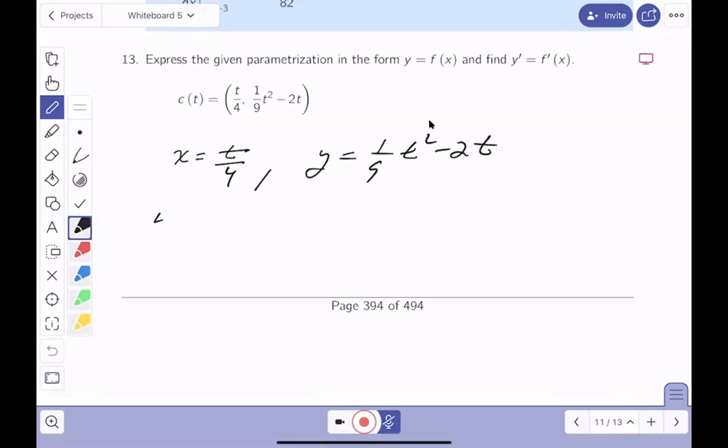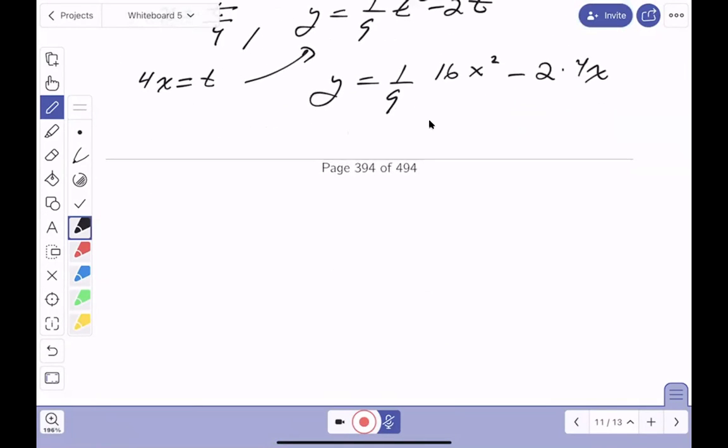So I'm going to solve for t. That's 4x equals t. Now pop it in over here. Nice and easy. That's 1/9. What's t squared? It's 16x squared minus 2 times 4x. I'm going to simplify it. And what do you get? Y equals 16/9 x squared minus 8x.